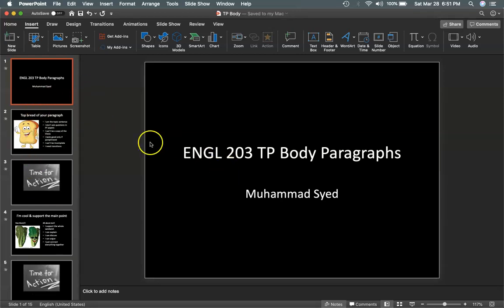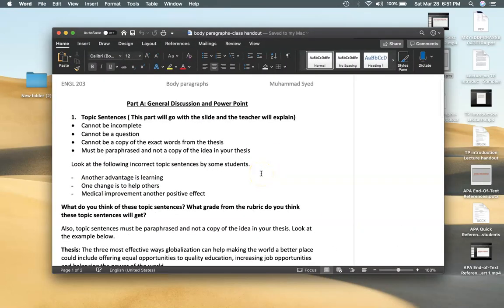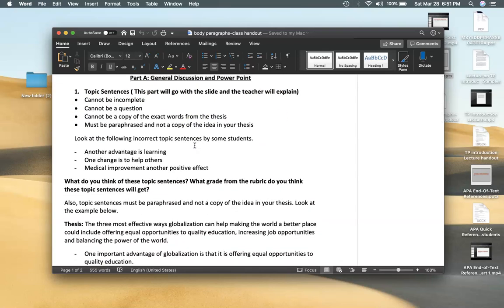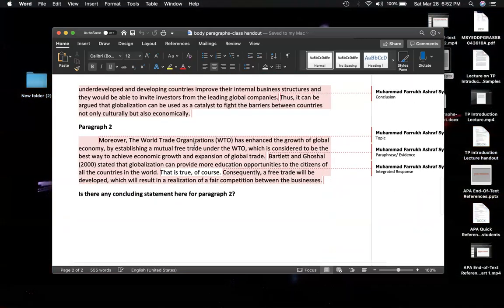This is about how to write a TP body paragraphs. With this file, I also sent you a Word document, this one, body paragraph handout. This handout goes with the PowerPoint, so you can see topics, and for example this part will go with the slide and the teacher will explain. So when you are watching the video, you should have this handout and the PowerPoint file open.